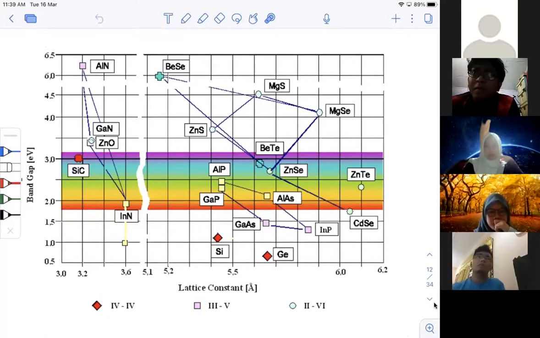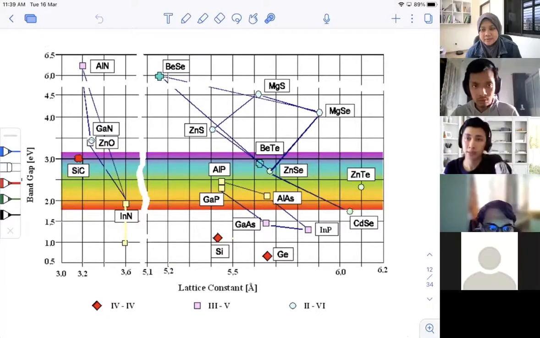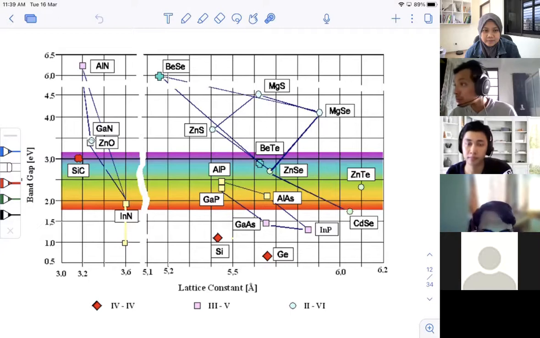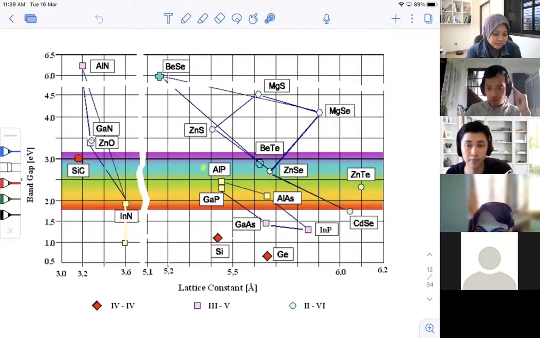What I understand is, for example, the aluminium phosphide just now will emit green light, something like that. Is that true? Yes, this graph is showing that, but just one small part of it. The graph is telling many things. So there's some truth in what was said.